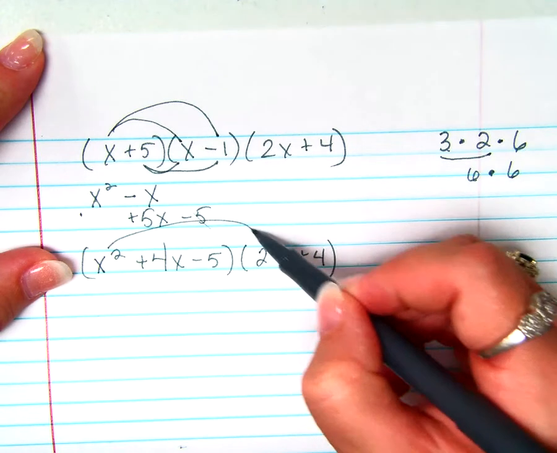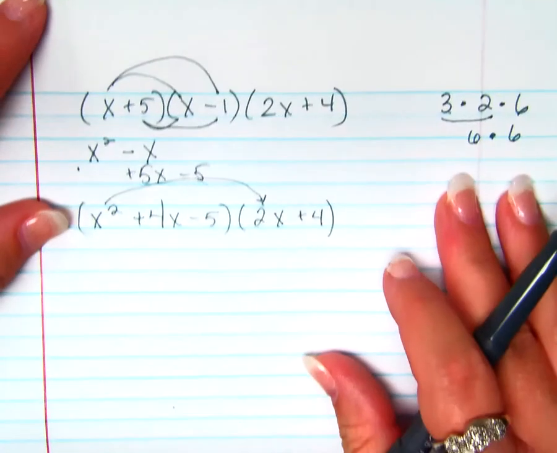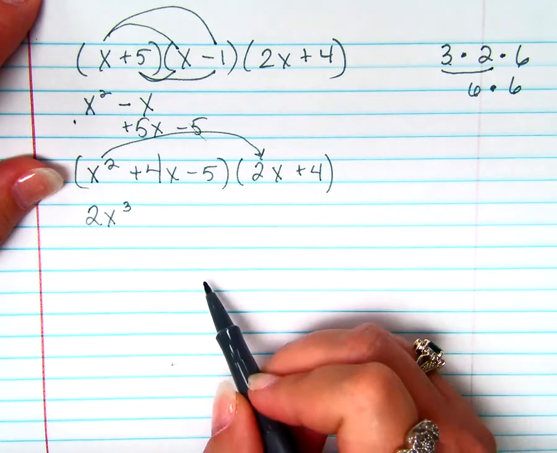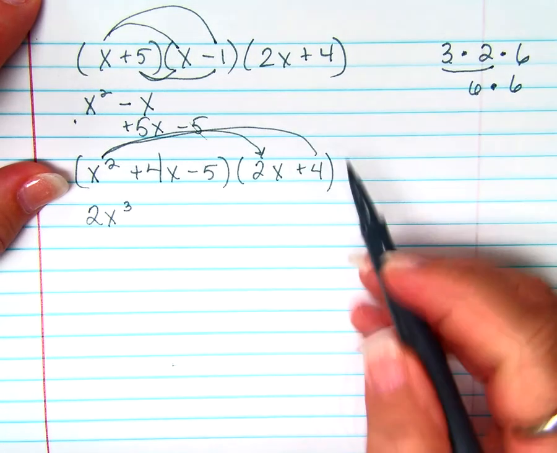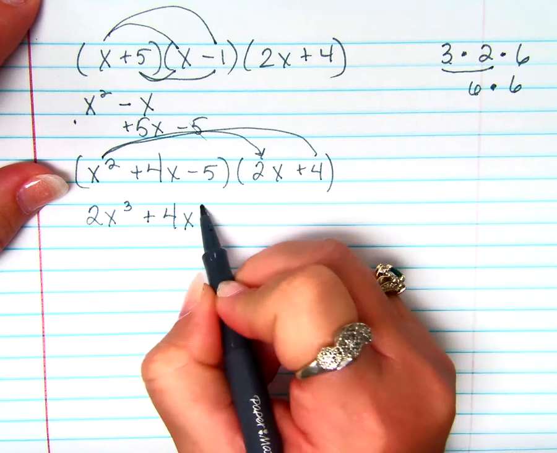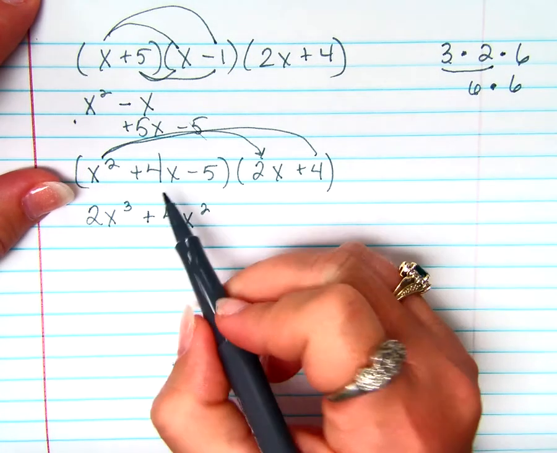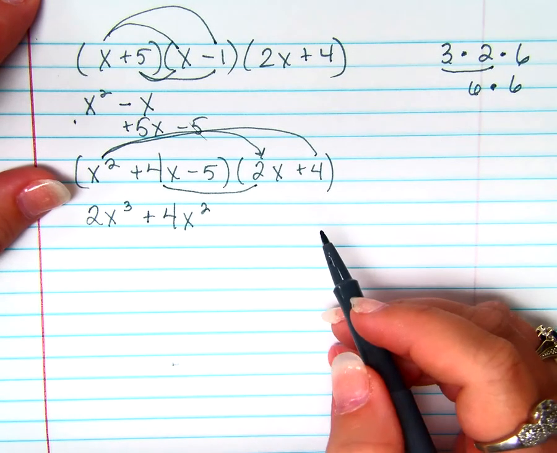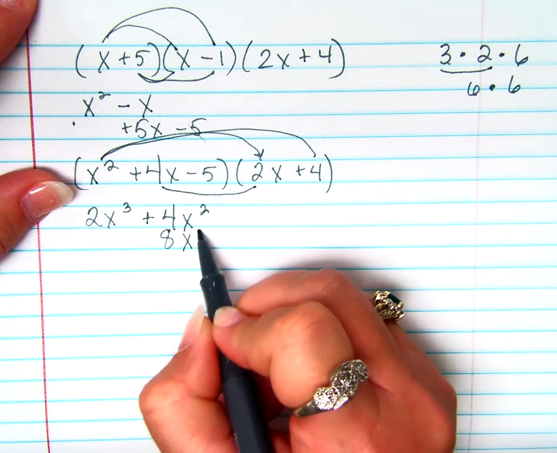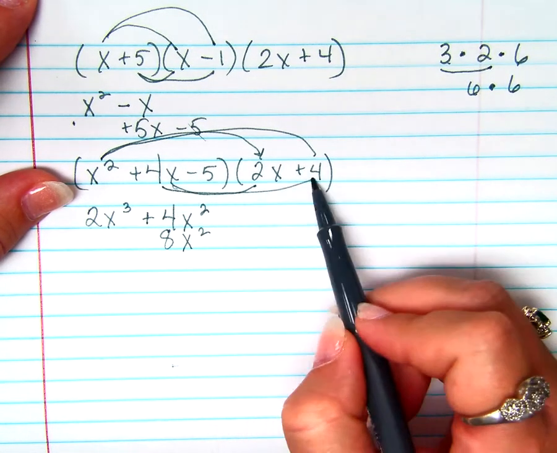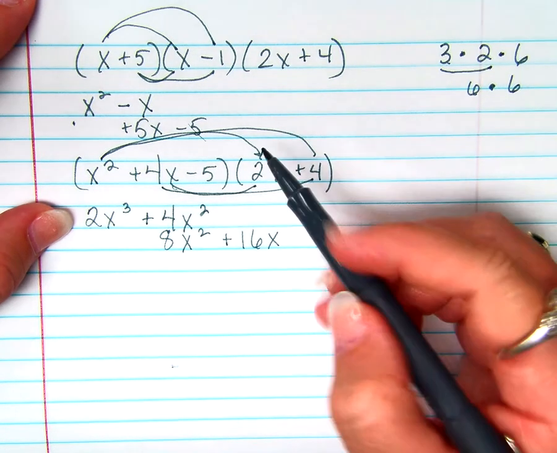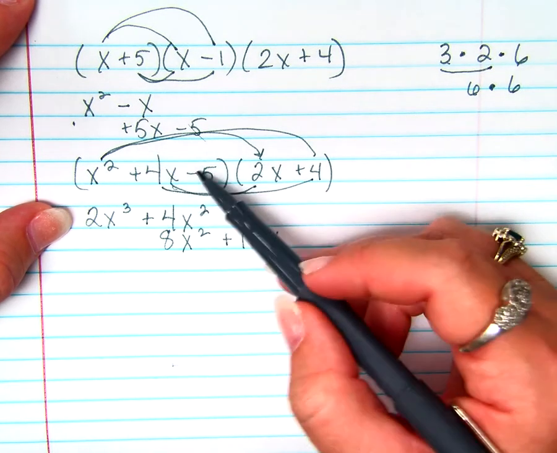X squared times 2x. 2x cubed. What's x squared times 4? 4x squared. What's 4x times 2x? 8x squared. And 4x times 4? 16x. And then I have to do the 5, right? It's weird because there's 3 this time.